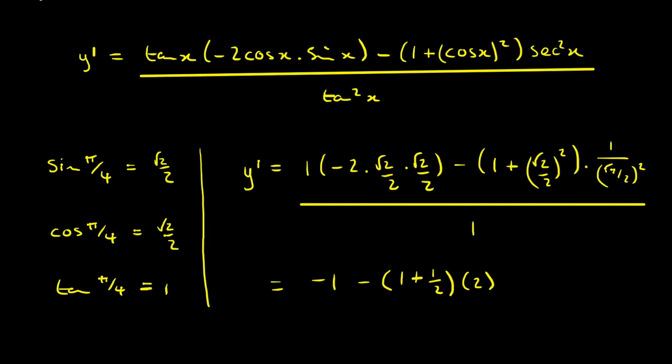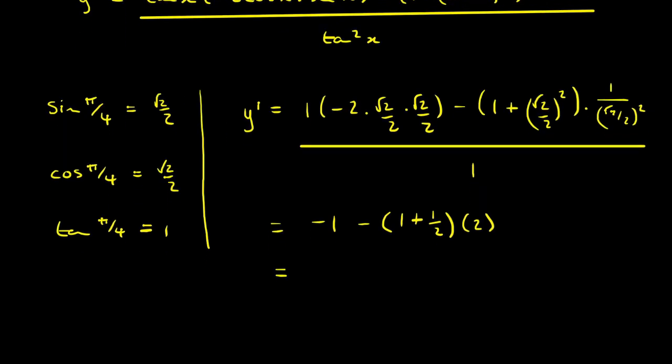So now what I can do is expand this and simplify. So I'm going to get minus 1, I'm going to expand that bracket by 2, so minus 2 minus 1. And minus 2 minus 1 is minus 3, minus 1 is minus 4. So our gradient is minus 4.